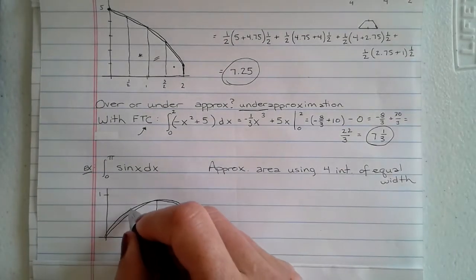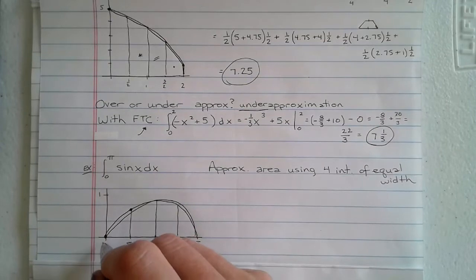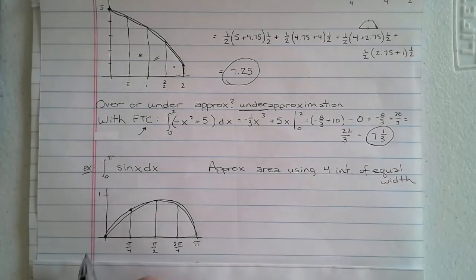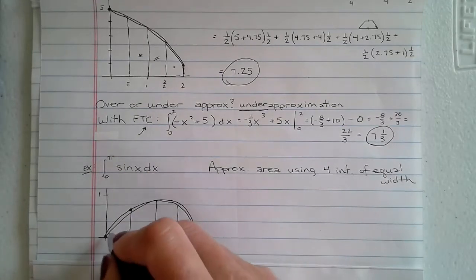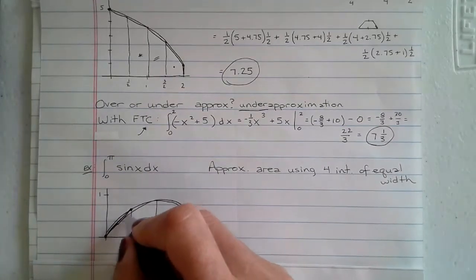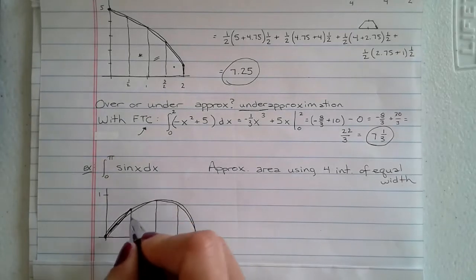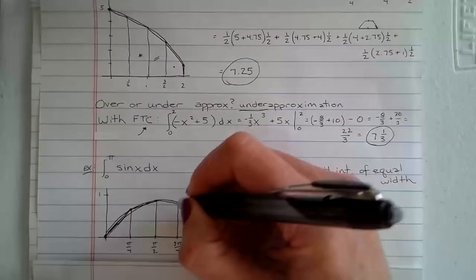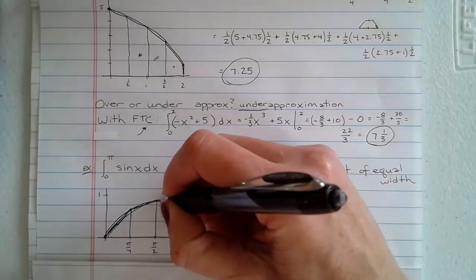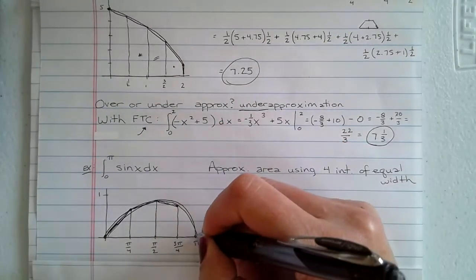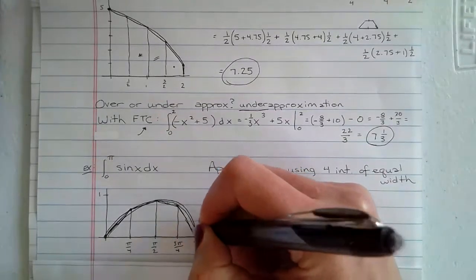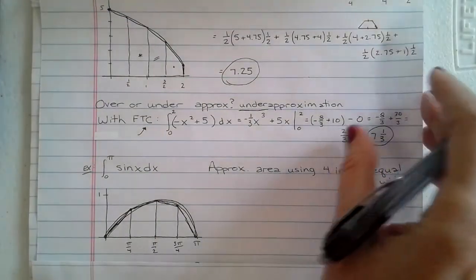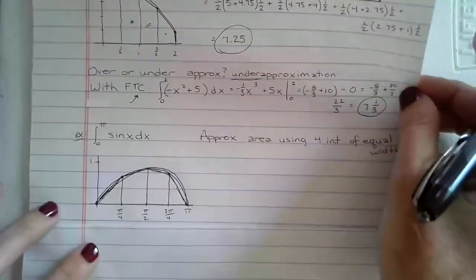So I'm going to go from 0 to pi. Yeah, 0 to pi. I'll go here. I'll go here. I'll go here. And I'll go here. You're definitely going to have to imagine some symmetry there. And then we'll find out what we got here.